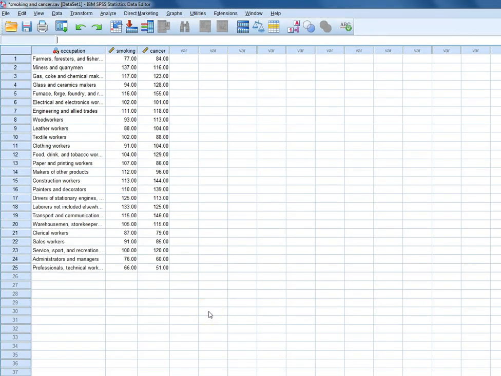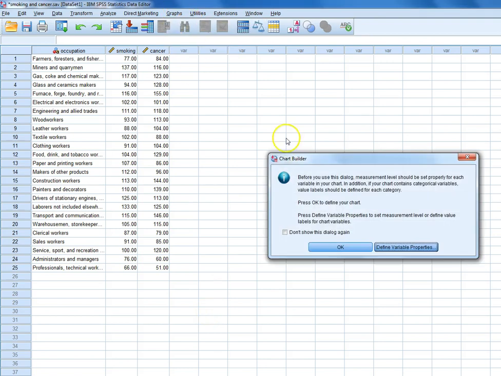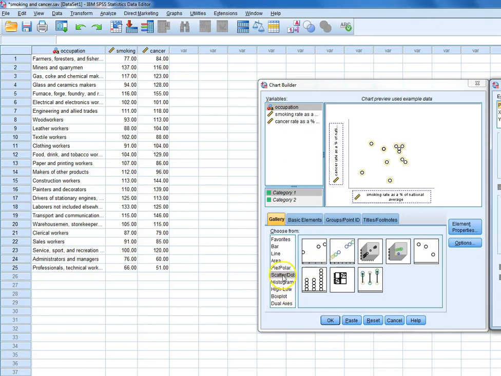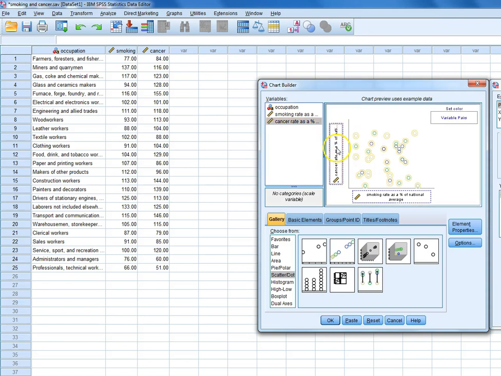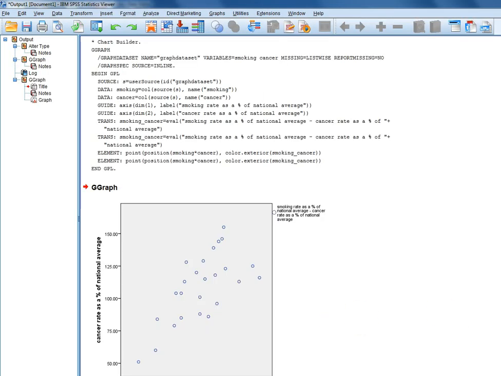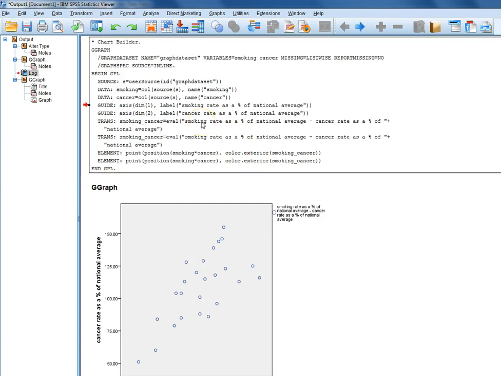We obtain a scatter diagram of the data by selecting Graphs, Chart Builder, Scatter, and dragging smoking to the x-axis and cancer to the y-axis. Then when we click OK, the graph will appear on our output file.